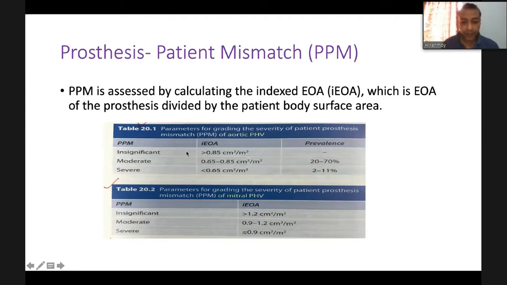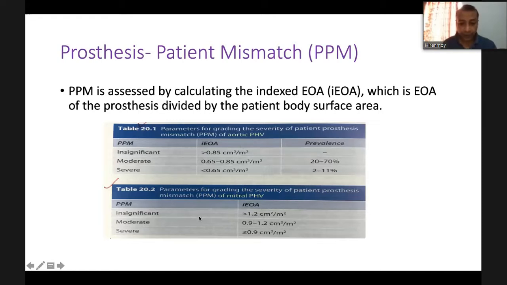Patient prosthetic mismatch: if the index effective orifice area is more than 0.85 centimeter square per meter square body surface area, it is insignificant. If it is less than 0.65 centimeter square per meter square of body surface area, it is severe patient prosthetic mismatch. The patient will experience stenotic valve symptoms. If it is 0.65 to 0.85 centimeter square per meter square, it is moderate patient prosthetic mismatch. This is the aortic valve.